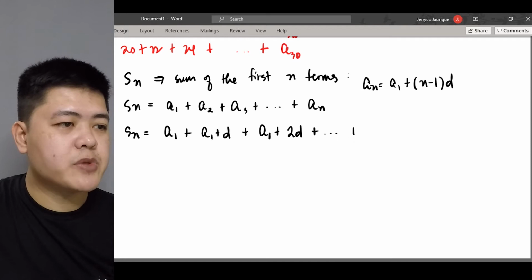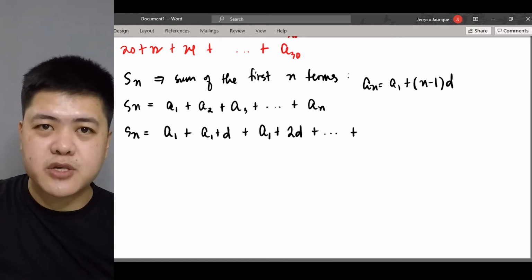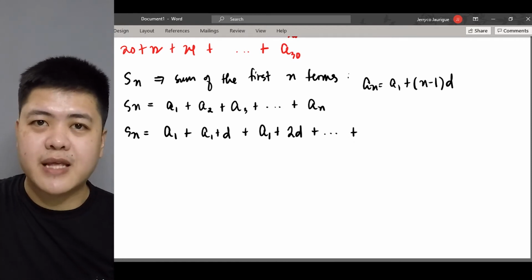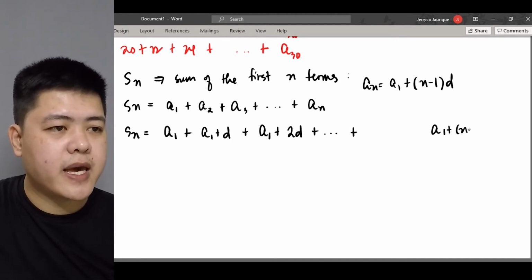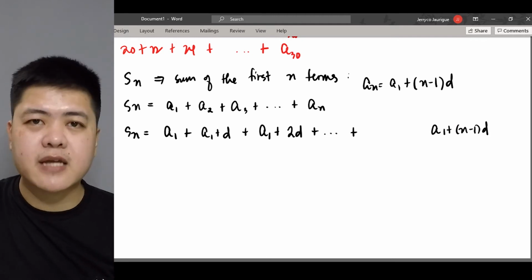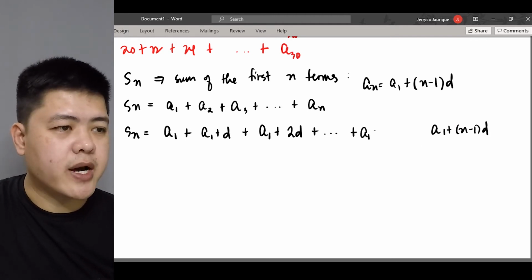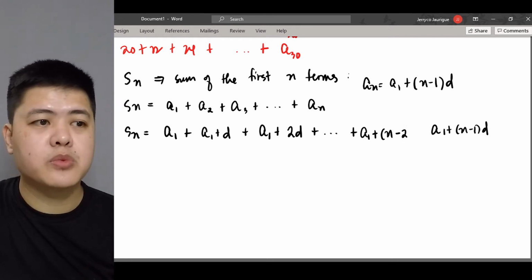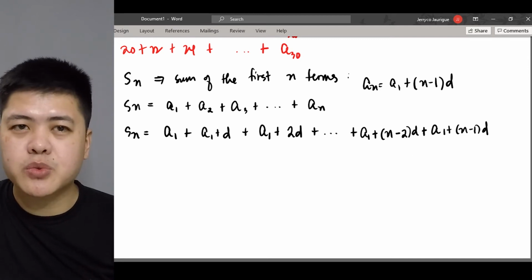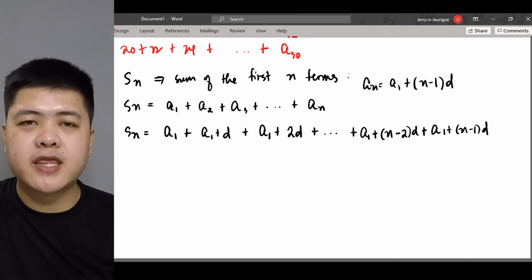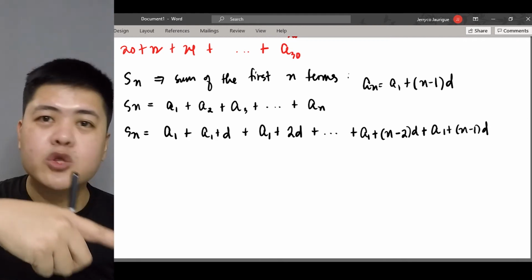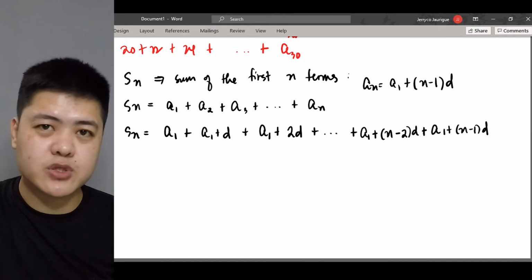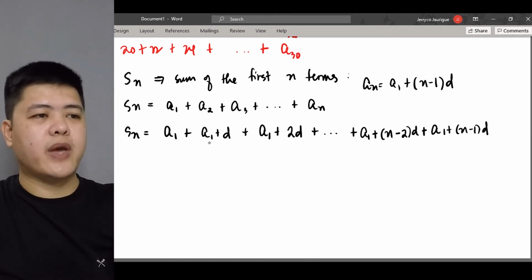Plus, up to, let's write the last term and the second to the last term. The last term, obviously, is a sub 1 plus n minus 1 times d. But the second to the last term is a sub 1 plus n minus 2 times d. Why n minus 2? Because if our last term is, say, 30, it becomes 29d, so the one before that should be 28d. So if that's 30, it should be n minus 2. Okay, so we have this.